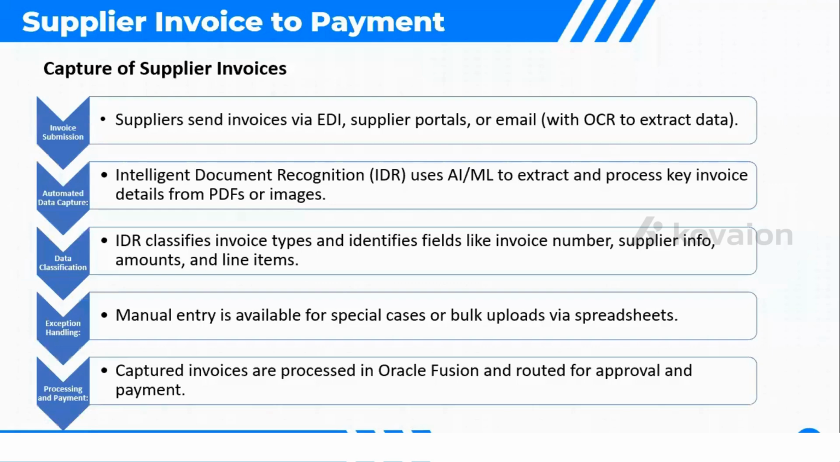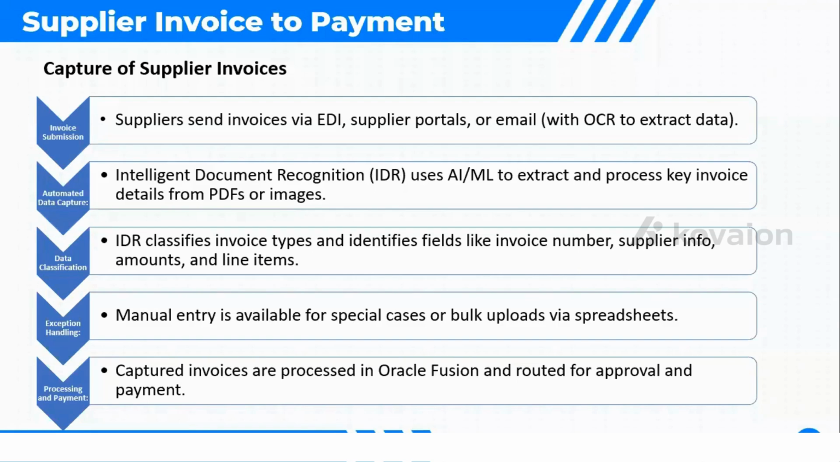The first one is capturing of supplier invoices. The supplier invoice to payment process begins with capturing of supplier invoices which are submitted electronically via EDI, supplier portal, or email with optical character recognition to extract the data. The intelligent document recognition feature automates the extraction, classification, and processing of invoice data from documents such as PDFs or images.